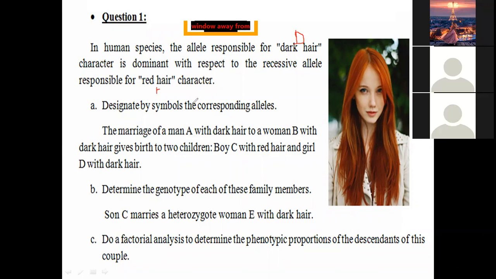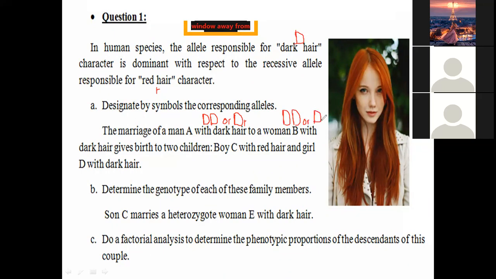So the marriage of man A with dark hair. Man A, dark hair. So the dark hair allele is dominant, so it can be expressed in both homozygous or heterozygous. So the genotype can be either DD or DR, since it's dominant and can be expressed in both homozygous and heterozygous. These are the possible genotypes. Woman B also has dark hair. Also, it can be either DD or DR.